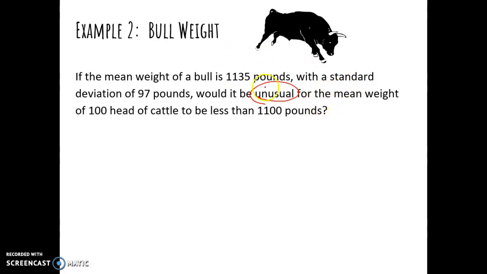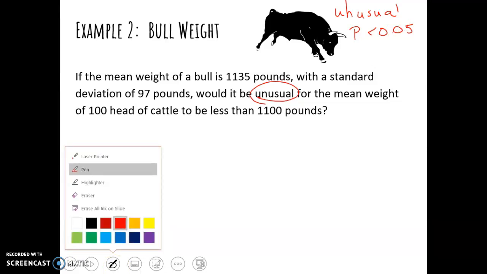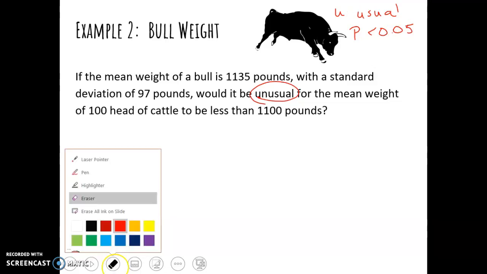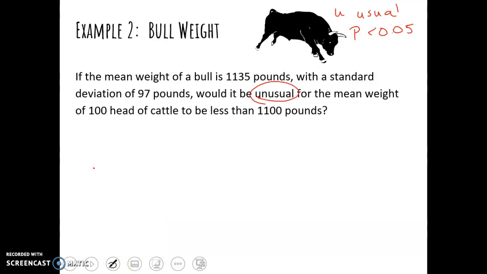Now, first let me state that a sample is taken. It's a sample of 100 cows, and we want to know if it's unusual for the mean weight of 100 cows or 100 head of cattle to be less than 1100. Now, unusual, let me remind you, we consider something unusual if the probability is less than 0.05. So basically, that is what you want to look for. You want to look to see if it's less than 0.05. So why don't you go ahead and pause the video and attempt this one.